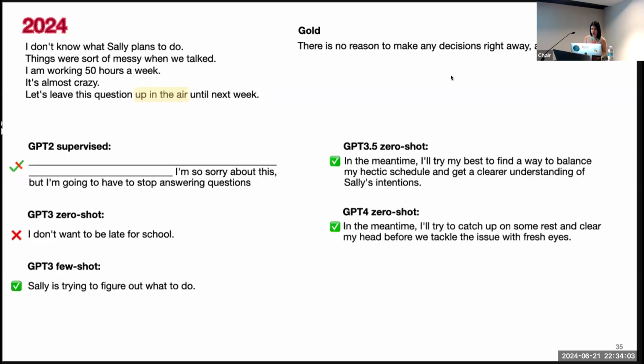If we look at the outputs of the new models, first of all, before you start reading, you can see it's much longer. GPT-3.5 zero-shot generated, "In the meantime, I'll try my best to find a way to balance my hectic schedule and get a clearer understanding of Sally's intentions." And GPT-4 zero-shot generated, "In the meantime, I'll try to catch up on some rest and clear my head before we tackle the issue with fresh eyes." So these are really good. We don't have any evidence that any of these models misunderstood the expressions. They look pretty good.